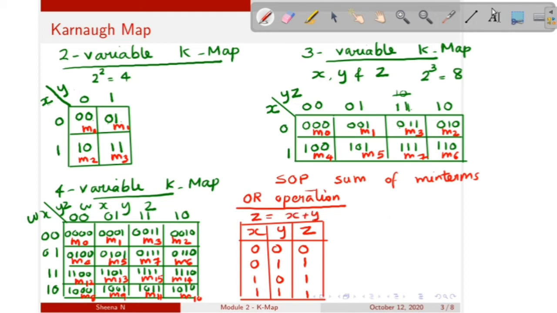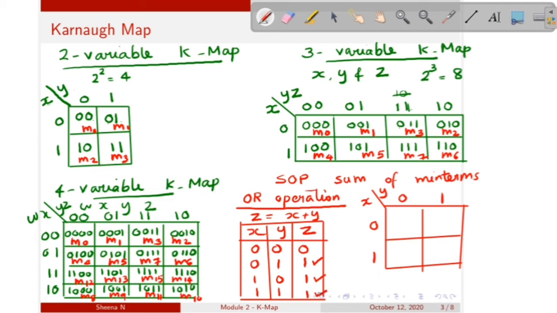Okay, so we can draw the K-map for this OR operation. Okay, so here it is x and y. So y can have value 0, 1, x can have value 0, 1. So this can be represented as a sum of minterms. Okay, we take the minterms whose output value is equal to 1. So for the minterms m1, m2 and m3, output is equal to 1. So in the K-map, we mark those squares as 1. 01, 10, 11.